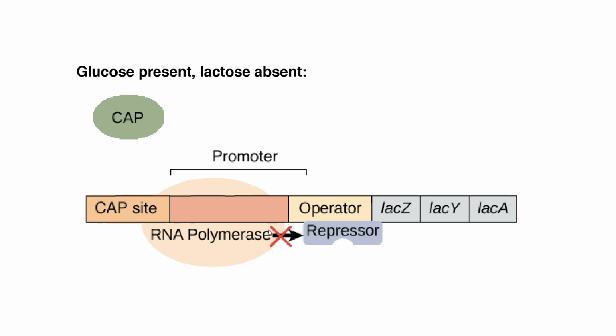Glucose is present, lactose is absent. No transcription of the Lac operon occurs. That's because the Lac repressor remains bound to the operator and prevents transcription by RNA polymerase. Also, cAMP levels are low because glucose levels are high, so CAP is inactive and cannot bind DNA.